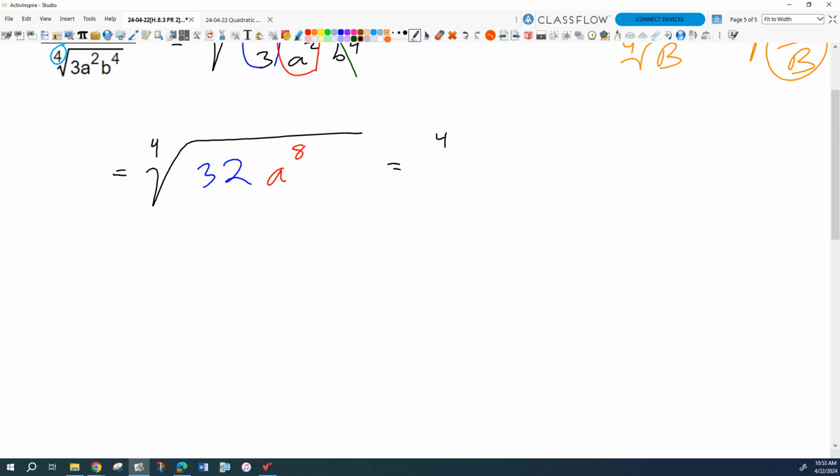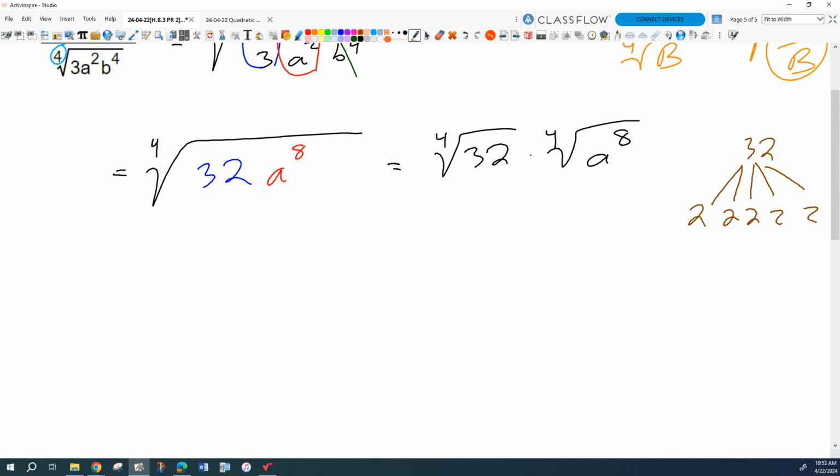So I've got the fourth root of 32 times the fourth root of a to the 8th. Okay, well, if I make a factor tree out of 32, can anybody tell me how's that going to work out? 2, 2. Wait, how many times? 4. Yeah, 32 is 2 to what power? The 5th, exactly. So I'm just going to cheat. And we just get that, right?